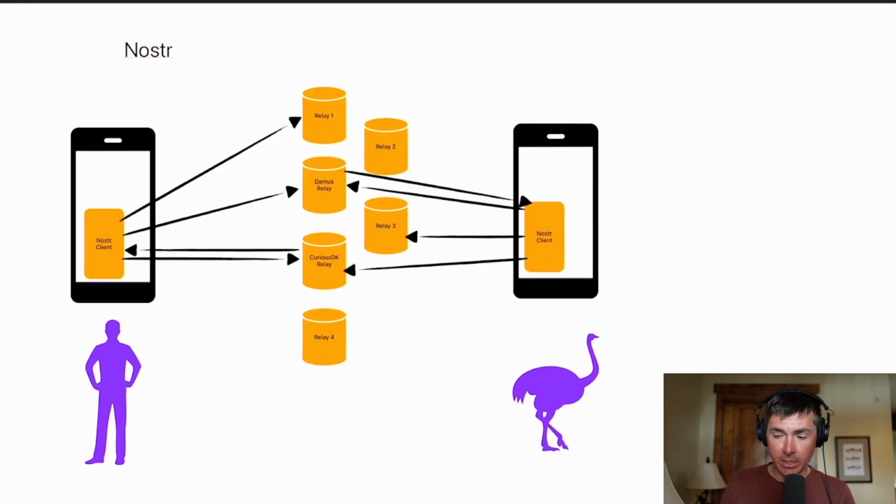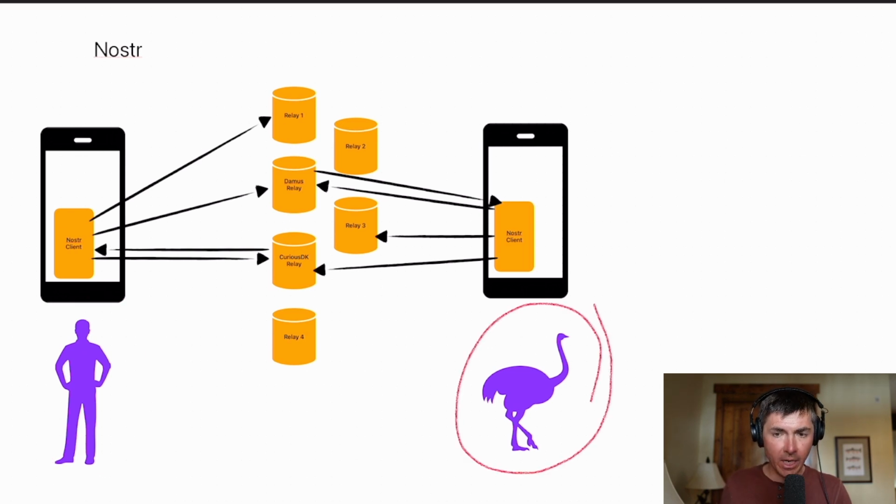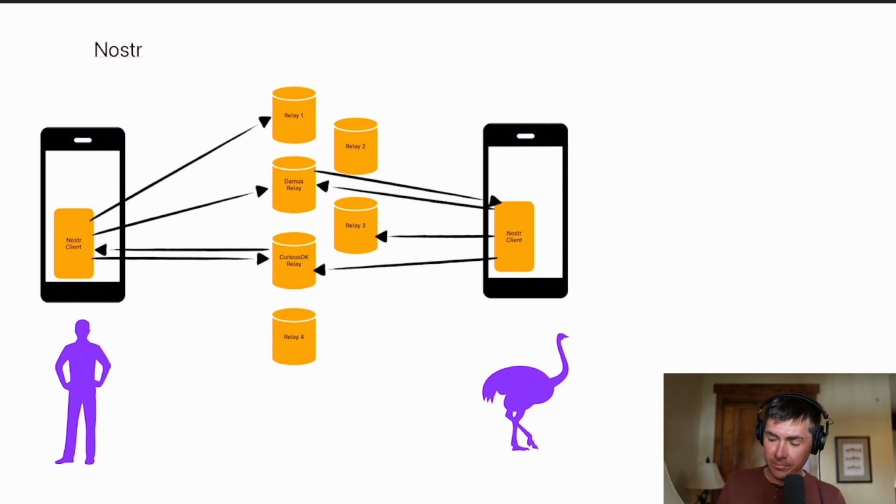This is the architecture for Nostr. And this one actually showed two different people. So there's one, and the second person is actually an ostrich. And that's just a little bit of a joke because in Nostr, we call ourselves nostriches. Instead of an ostrich using the second phone, you could imagine it's a person, or you could imagine that all the people you're talking to are ostriches.